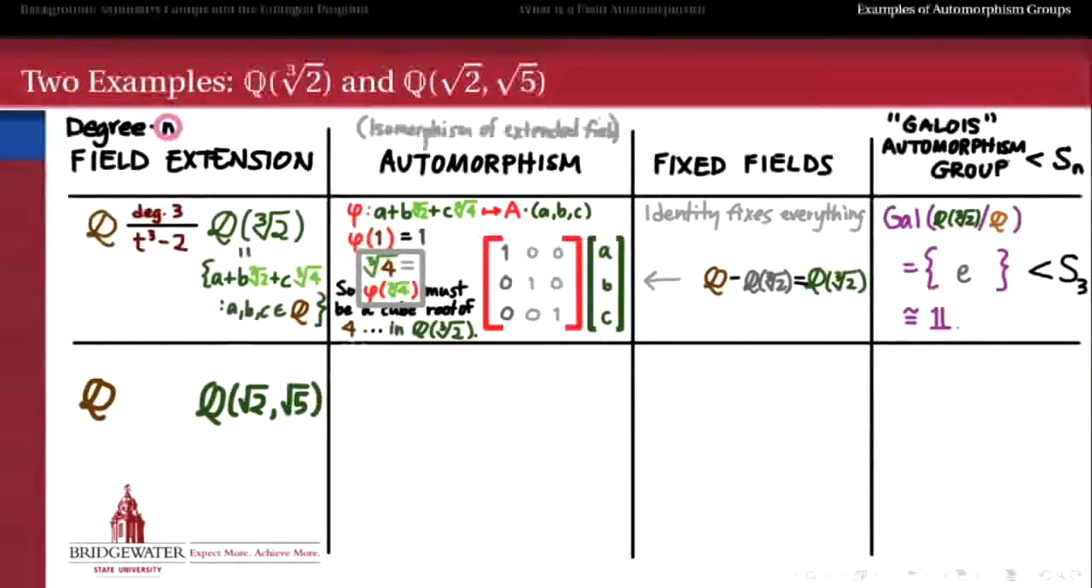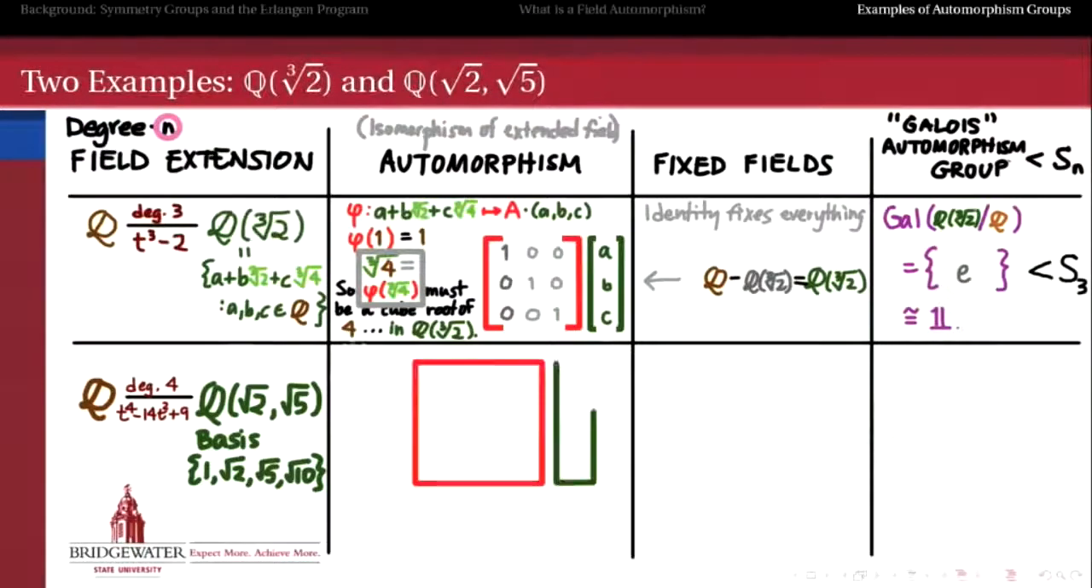All right, how about this composite extension? Root 2 and root 5, both adjoined to the rationals. Let's start with an obvious basis for this extended field: 1, square root of 2, square root of 5, and square root of 10. The minimal polynomial for this extension is t to the 4th minus 14t squared plus 9. I'll leave you to check that one, and that makes this a degree 4 extension.